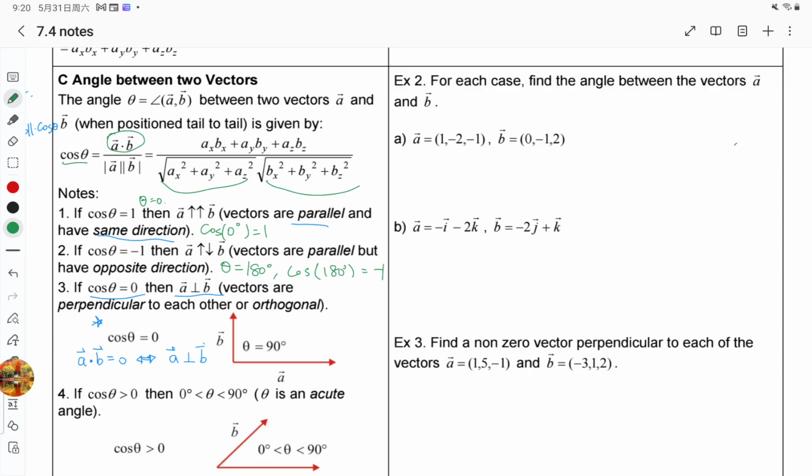So find the angle. So let's do B. Okay. So let's try. I think it's always convenient to write them down in component form, just easier for calculation, right? So if I write down A, I can just say the I, J, K components, right? And then I just put in the scalars in front of I, J, and K, right?